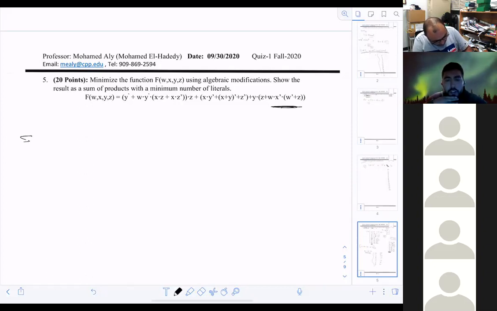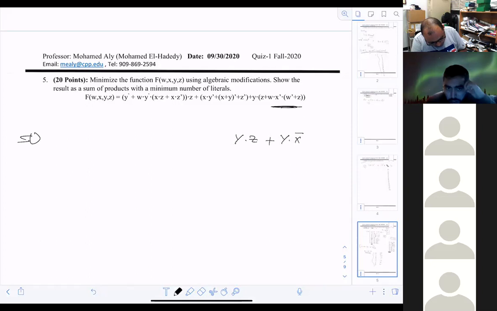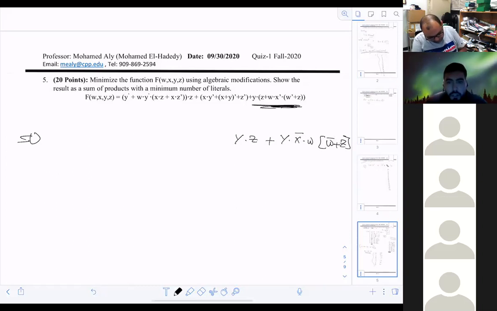Let's do it together. It's not really hard. So this one is going to be YZ ORed with YX complement, W times W complement, or Z. Is this correct? I'm talking about this term. Yes. Let's take this term further.